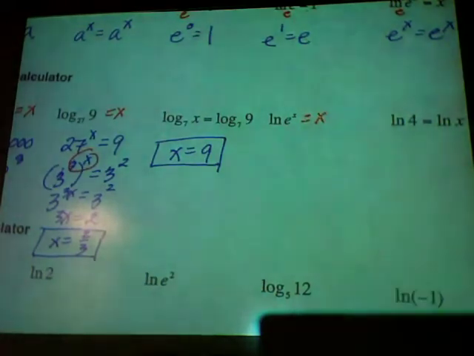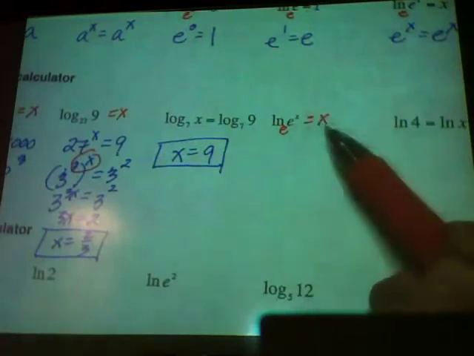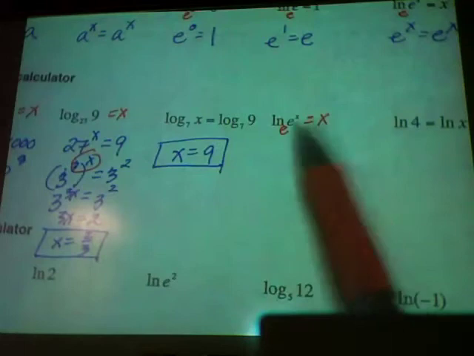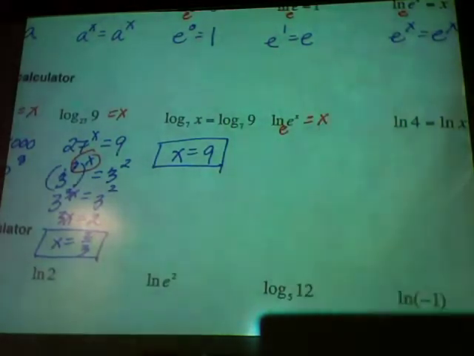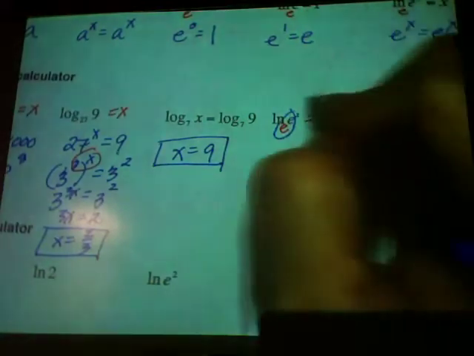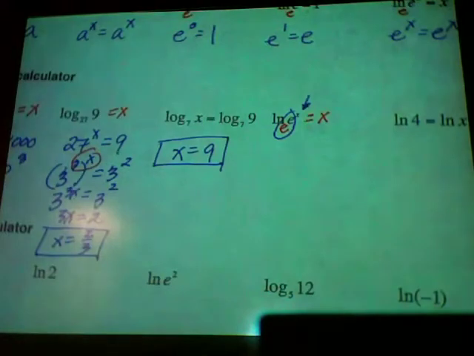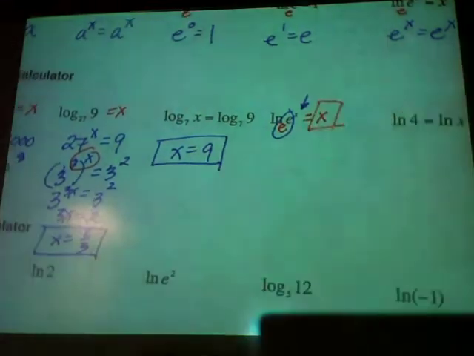Whenever your bases are the same, here and here, the value of this is going to be x. And the reason for that is e to the x is equal to e to the x, right? So anytime you have these two right here exactly the same, whatever this number is here, and in this case it's an x, that's your answer. So the value of the natural log of e to the x is just x. This is actually your answer right there.